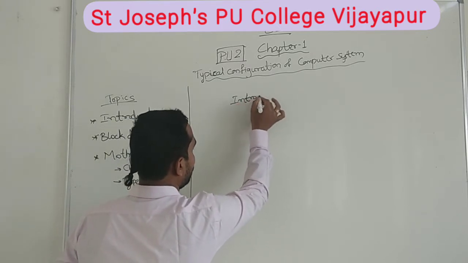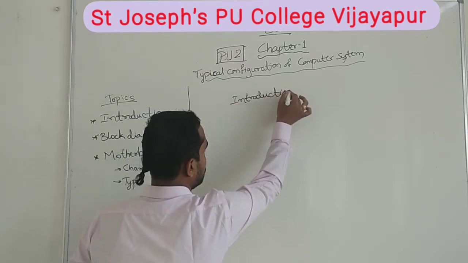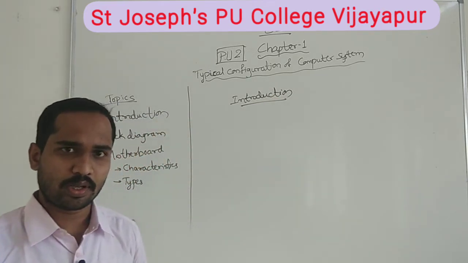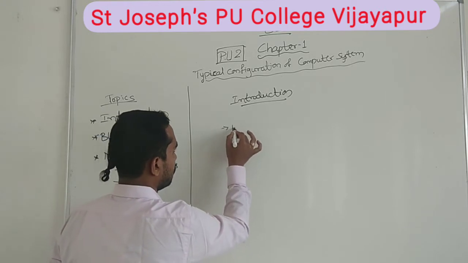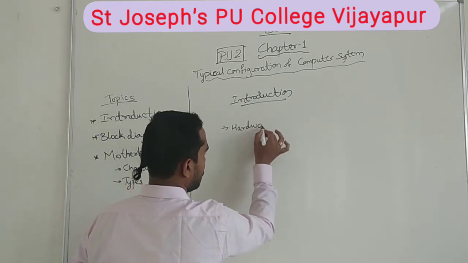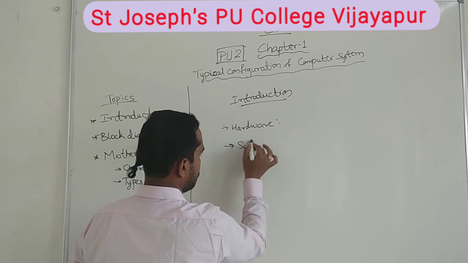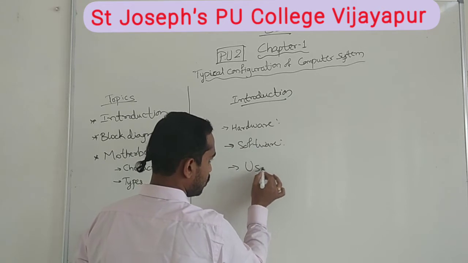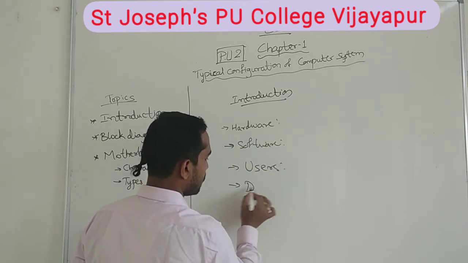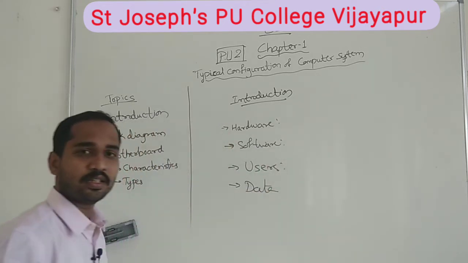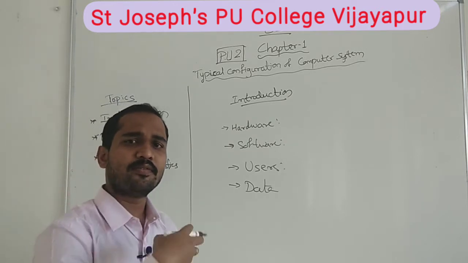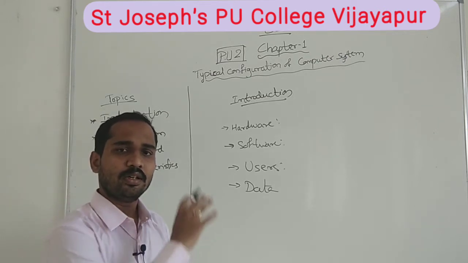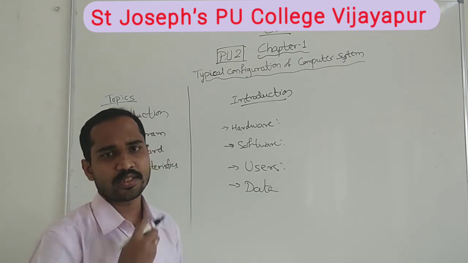Now, when we are dealing with the computer system, some of the terms which necessarily have to be known are: first one, hardware. What is hardware and what is software? What are users? Who are users? And what is data? When we hear the word computer system, these are some familiar words which come into our mind. Just now we have to see the definitions of these terms.